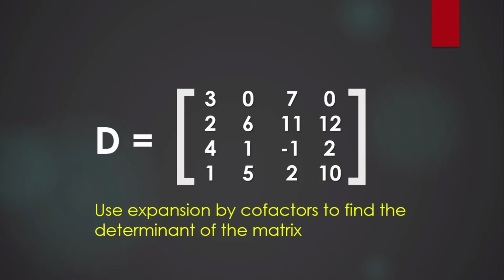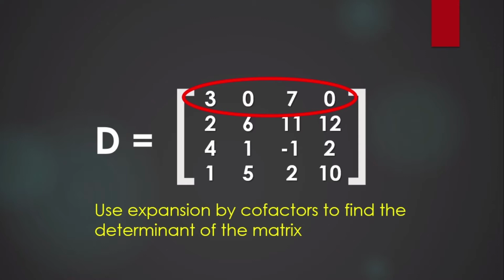Here, we need to use expansion by cofactors to find the determinants of the matrix. In number 30, we have matrix D, and in our first column, we have 3, 2, 4, 1. Second column, 0, 6, 1, 5. Third column, 7, 11, negative 1, 2. And our last column, 0, 12, 2, 10.